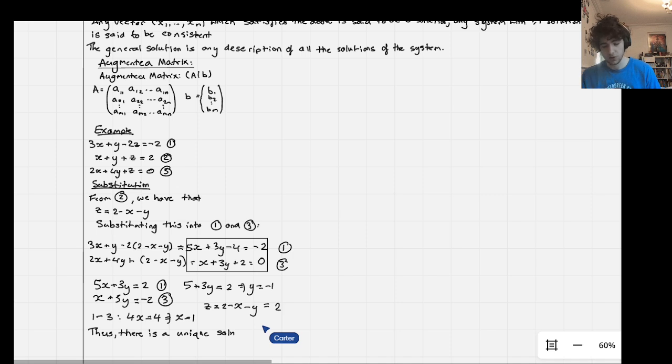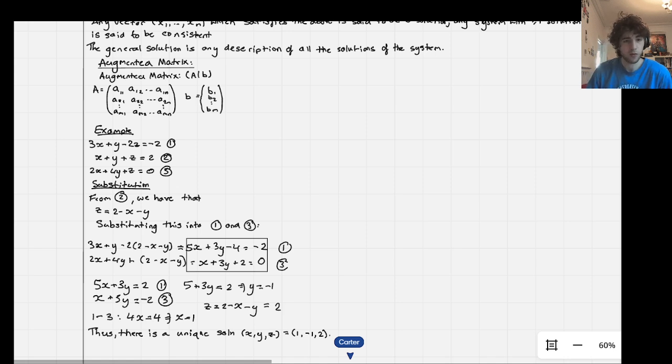Fine. Thus, there is a unique solution, and we can write it as a vector (x, y, z) like this, which is equal to (1, -1, 2). Okay, and we can plug those back in and check.